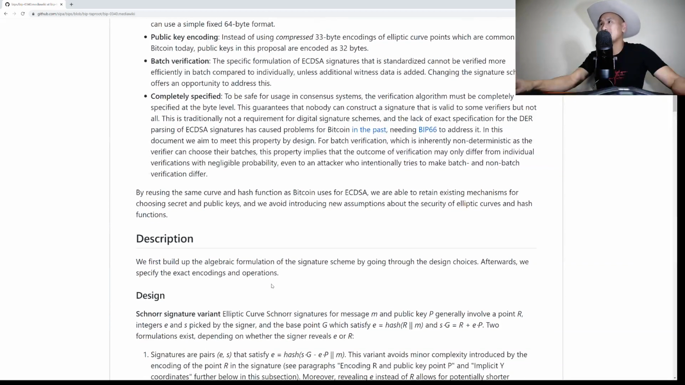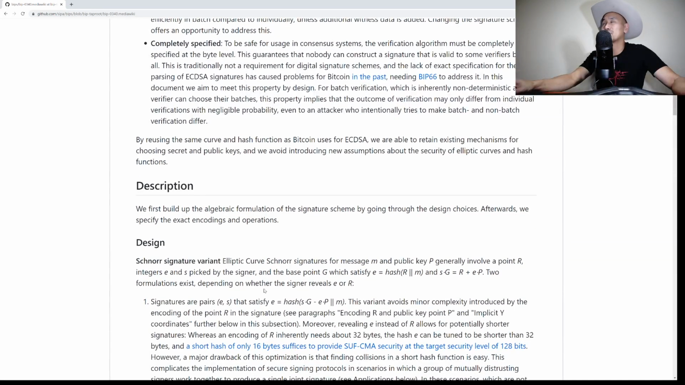By reusing the same curve and hash function as Bitcoin uses for ECDSA, we are able to retain existing mechanisms for choosing secret and public keys, and we avoid introducing new assumptions about the security of elliptic curves and hash functions. Absolutely true. So we're going to keep the secp256k1 curve.